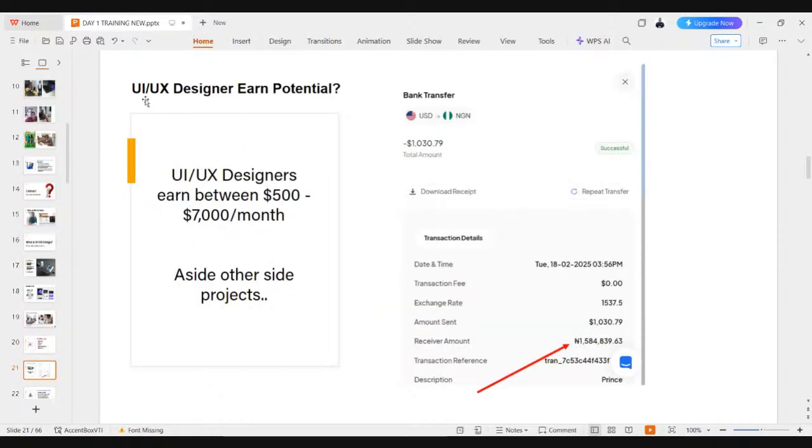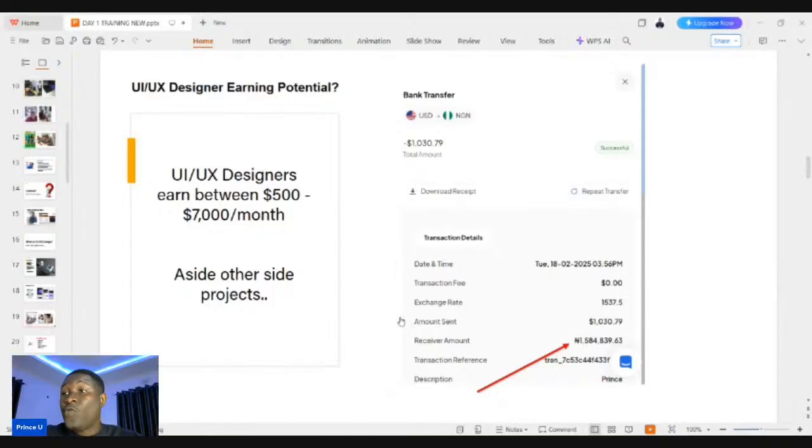How much can you earn as a designer? What's the earning potential? UI designer earning potential. So they earn between $500 to, this is way more, I'm just trying to be calm. I met a designer lately, he's a Nigerian too, but he lives in the UK now. There was a time when landing a $5,000 gig was a big deal for him. But right now, $15,000 is like a walkover. So me putting $7,000 here, I'm just trying to be calm, since you guys are new. It is way more than this.